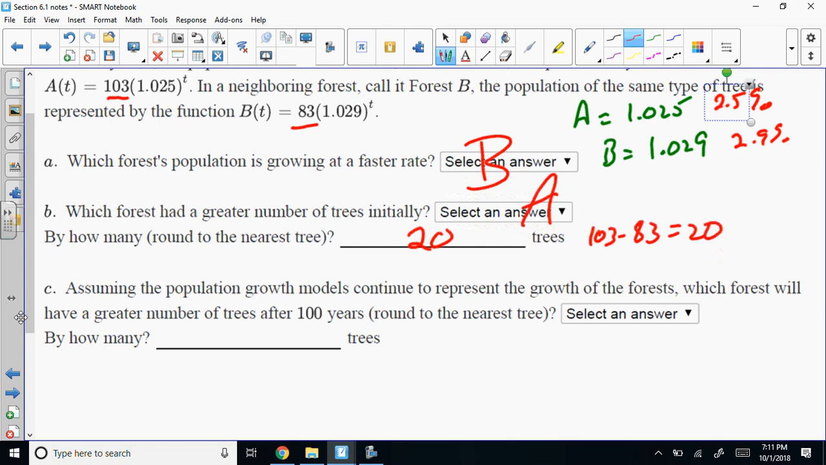Assuming that the population growth model continues to represent the growth of the forest, which forest will have a greater number of trees after 100 years? Well, what are we going to do with 100? Put it in for T and evaluate it, right? Yeah. So let's put it in for T and evaluate it.